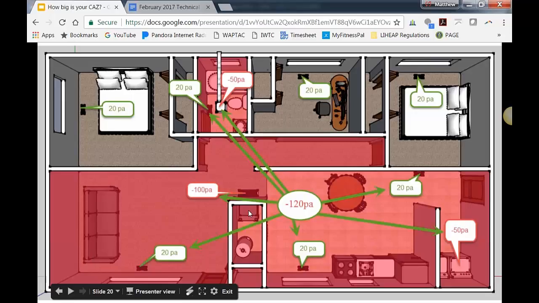What else can we do? Transfer grilles on the bedroom doors, or the hall or ceiling from the bedrooms. Okay. Any other options? Come on, you know you want to say it. It's the one that everybody likes to hit, the big easy button, the big expensive easy button. Direct vent water heater. Yeah. The point is that there's a bunch of different things we can do, and it's not always going to be the same one in every home.